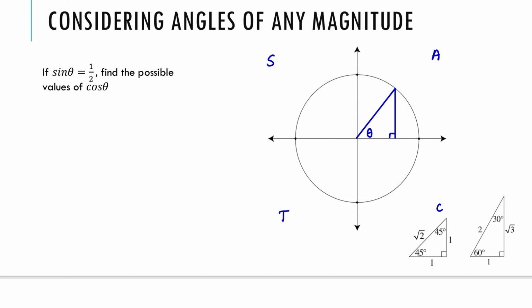Now here, I've got opposite over hypotenuse, and notice that that is giving these values right here. So that means that this side here adjacent to the angle is going to be root 3. If I were to take that same triangle and use it for cos, that would be adjacent over hypotenuse. So root 3 over 2.